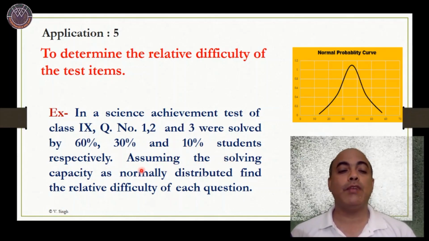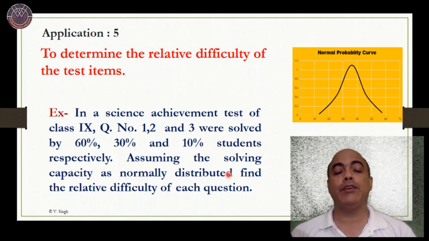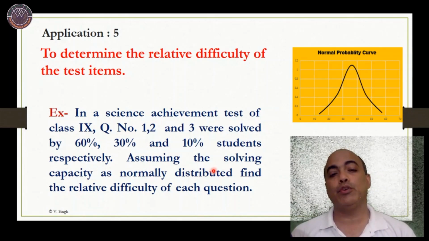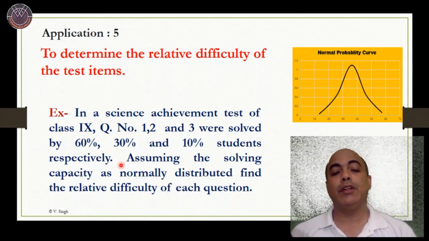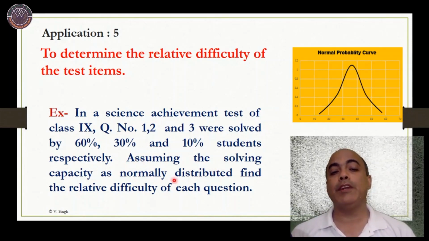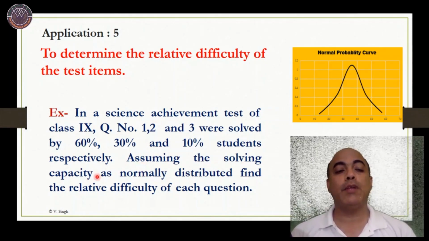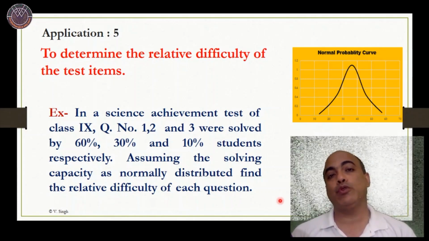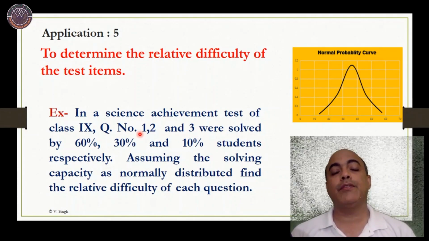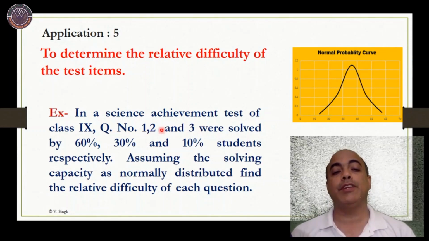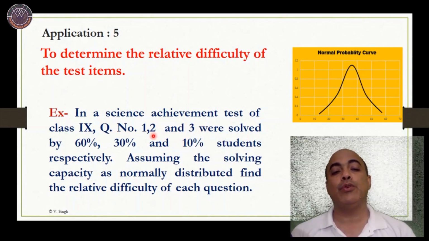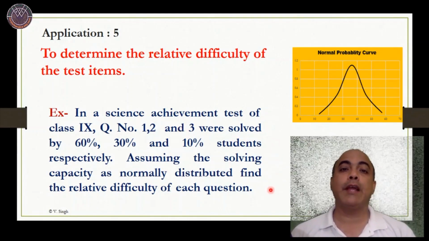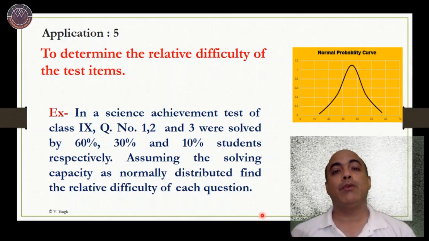Assuming the solving capacity as normally distributed, for any application of normal distribution curve, the findings should be normally distributed. So assuming the solving capacity as normally distributed, find the relative difficulty of each question. So we need to find out the relative difficulty of these 3 items, meaning in relation to each other, how difficult they are. So how can normal probability curve be used to solve this problem? That we will try to do now.